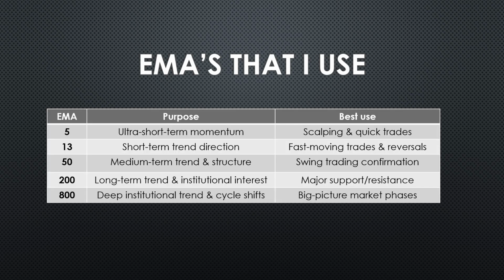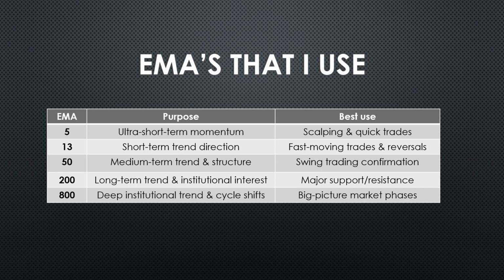Now, what is the purpose and the best use for these different EMA levels? So the 5 EMA is for ultra short-term momentum. The best use for it will be scalping and quick trades, and it's only looking back for such a short period of time that you can best use this for very, very quick trading. Our 13 EMA is for short-term trend directions. So the best use for this is fast-moving trades and reversals.